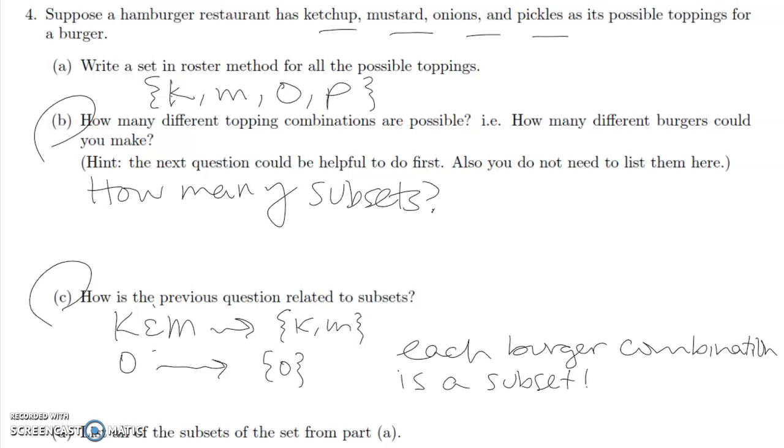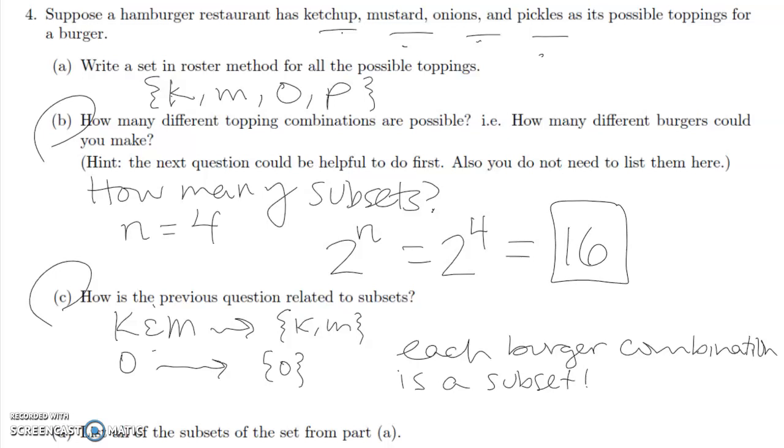So we have to remember how we answered that question. Well, it depended on the number of elements. So this one has n is 1, 2, 3, 4 elements. So then the number of subsets is 2 to the power of n, which means it's 2 to the power of 4, and 2 to the 4th is 16. So there would be 16 different burger combinations that we could make, which is pretty interesting to think about.